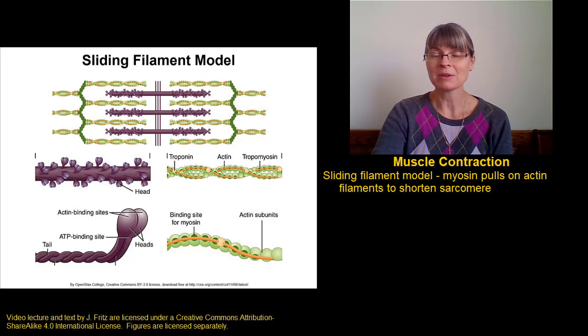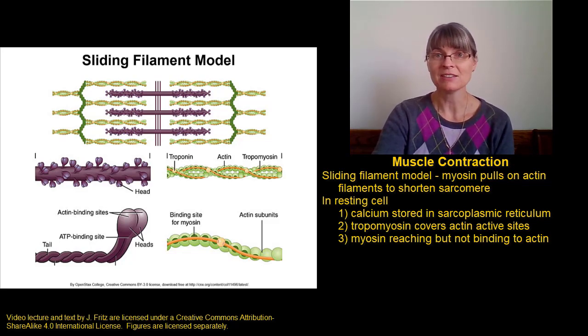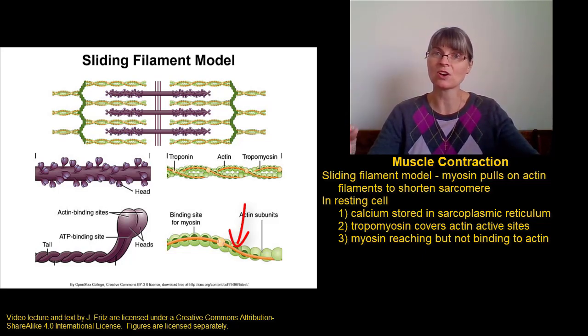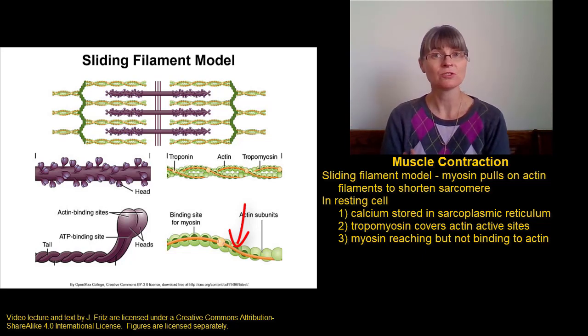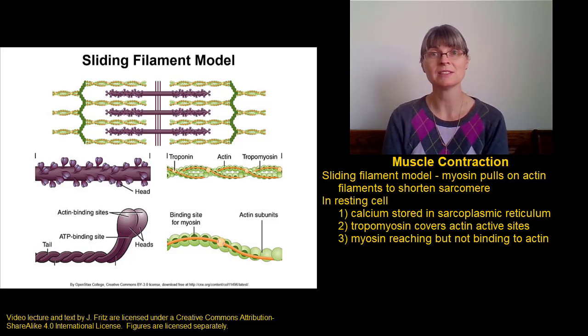Let's start by looking at what's happening in a resting muscle cell. In a resting muscle cell, one that's not contracting, our actin filaments are covered by the tropomyosin. So remember, tropomyosin is that long, thin protein that's going to cover the active sites of the actin so that myosin can't bind to it. The tropomyosin is covering the active sites of actin because it's not bound to calcium. All of the calcium at this point is hiding in the sarcoplasmic reticulum of the muscle. No calcium is present. Tropomyosin is covering the active sites of actin.